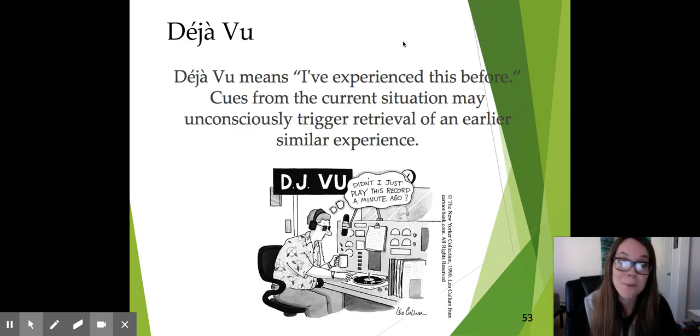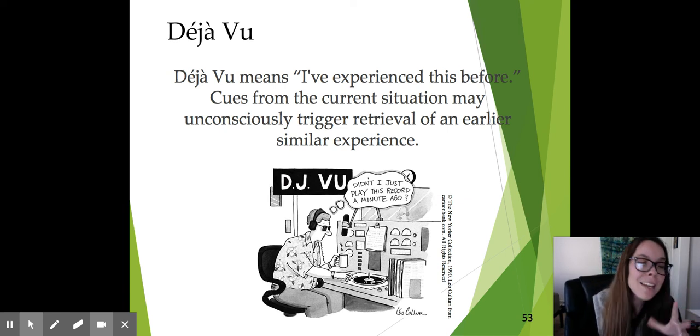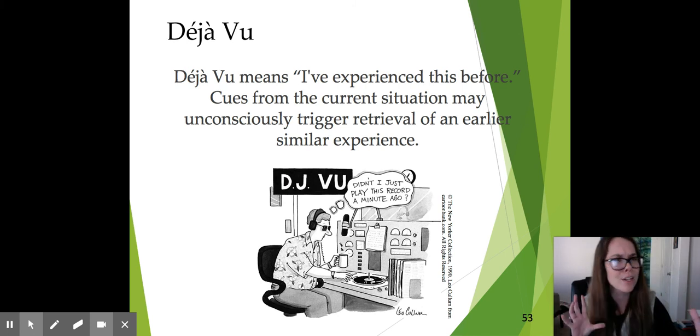There's also deja vu, right? Deja vu means you experienced this before. Cues from current situations may unconsciously trigger retrievals of other earlier experiences. For example, I get deja vu a lot when I enter a store or I go to my friend's house and I'm looking through their kitchen.